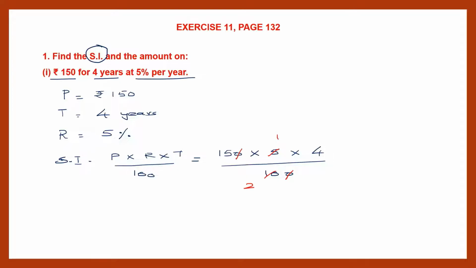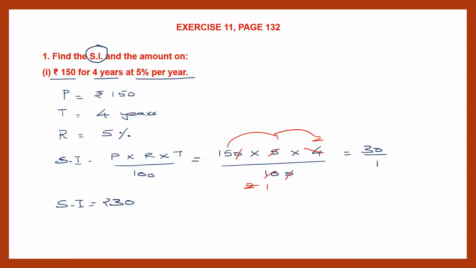Now let's multiply the numerators. But before that, see, there's something else that you can cancel. I can cancel 2 and 4. 2 ones are 2 and 2 twos are 4. Now multiply the numerators. 15 into 1 into 2. 15 twos are 30. And in the denominator, we have 1. So we have found the simple interest. So simple interest is equal to 30. And 30 will be rupees.